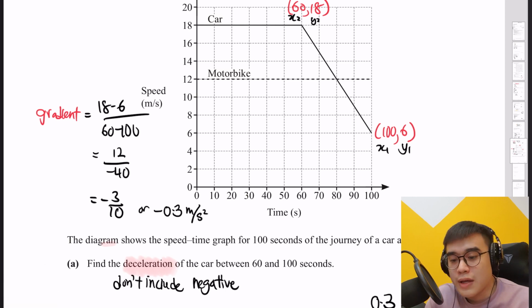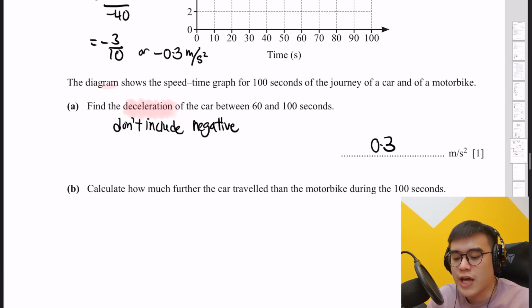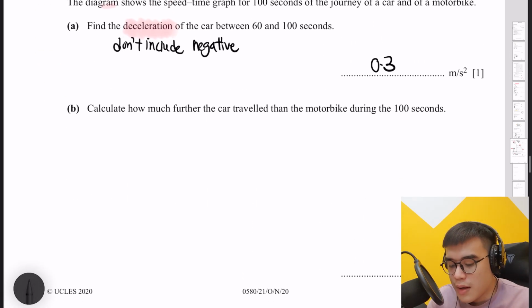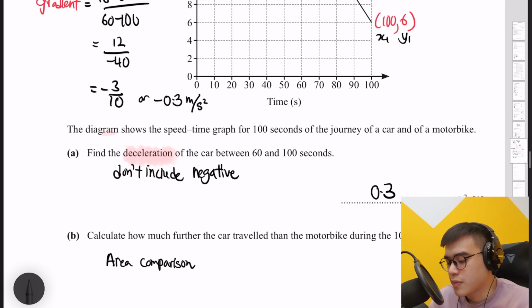As for part B, okay, it's actually the area comparison. By finding how much they travel and then minus off each other, then you get the final answer. So to illustrate this better, I actually labeled down all the points that I'll be using.